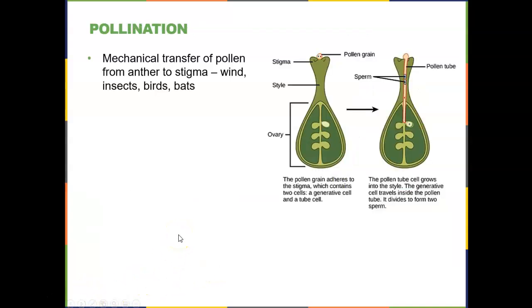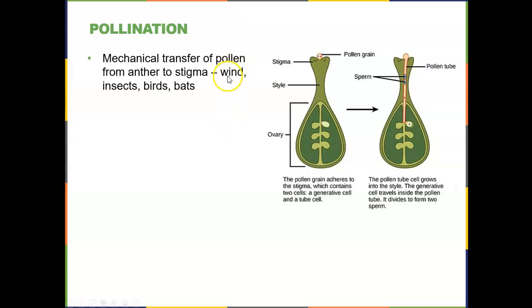So now let's look at the process of pollination. Pollination is defined as the transfer of pollen grains from an anther to a stigma. Now, if this happens within the same flower, this is called self-pollination. If it happens between 2 flowers of the same species, then it's called cross-pollination. So self-pollination is within the same flower. Cross-pollination is between 2 flowers, but they must be of the same species.